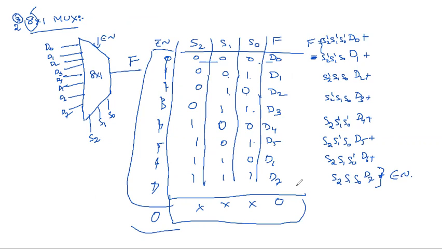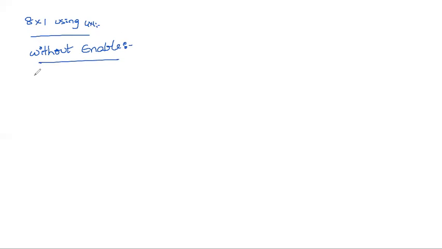Now I want to design 8 by 1 using 4 by 1. Without enable I am explaining here. Without enable means 8 by 1, so I am using 4 by 1 now.